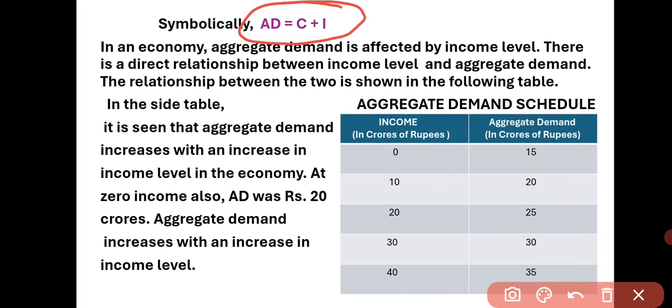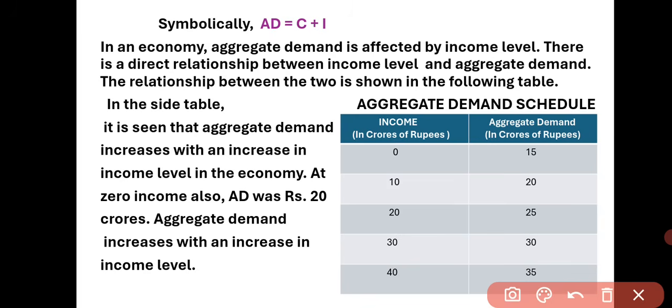Then in an economy, aggregate demand is affected by income level. We already know that demand always refers to income. Demand is according to income level, right? So there is a direct relationship between income level and aggregate demand. If your income increases, your demand for goods and services will increase. If your income reduces, your demand for goods and services will decrease, right?